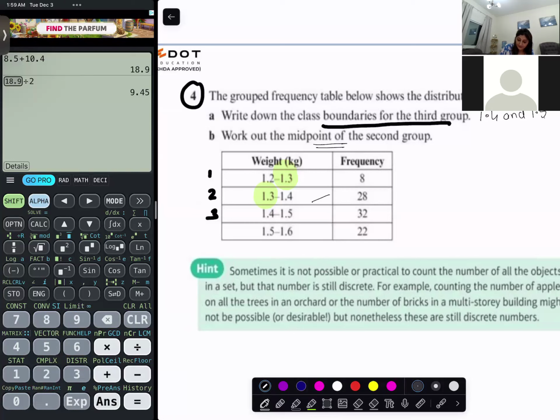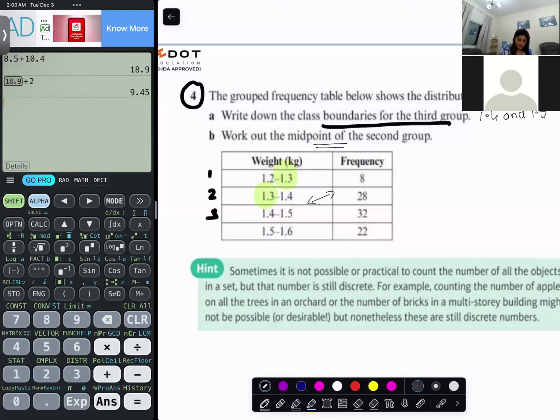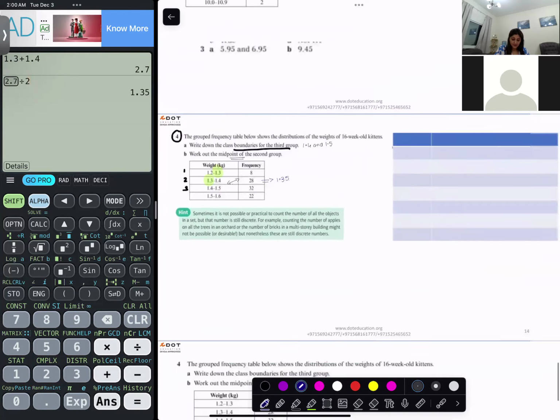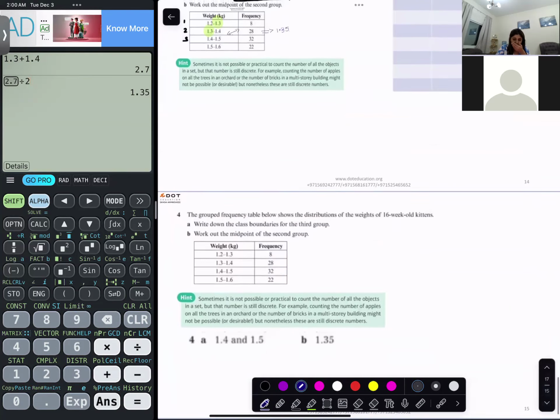Midpoint of the second group. This is my second group. So the midpoint would be 1.3 plus 1.4 divided by 2. So the midpoint of the second group would be 1.35. With this, I complete exercise 2A of types of data.